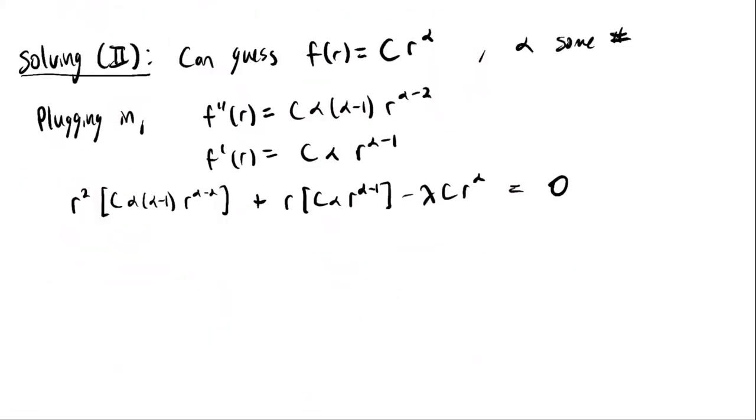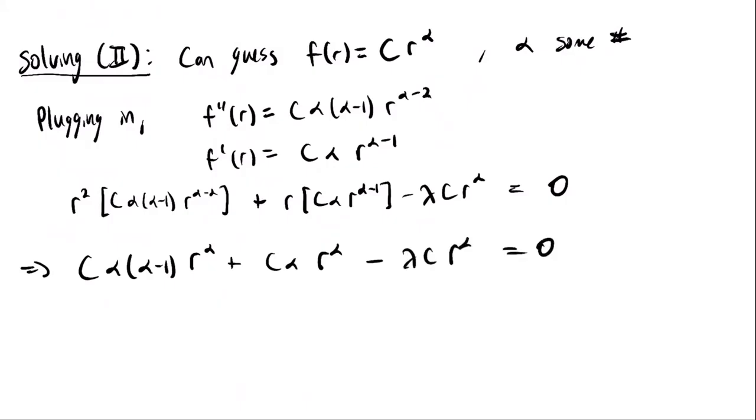Well, now if I simplify this a little bit, notice that I have r squared here and r to the alpha minus 2 here, so I'm just going to get r to the alpha, and similarly here. So this implies that I have c times alpha times alpha minus 1 r to the alpha plus c alpha r to the alpha minus lambda c r to the alpha is equal to 0. And so now let me divide by c times r to the alpha, eliminating common terms. And so I end up with, well, we want to figure out what alpha has to be.